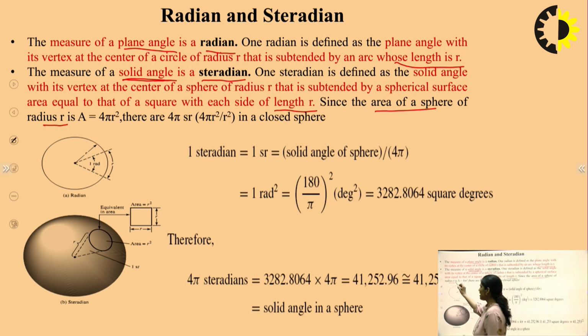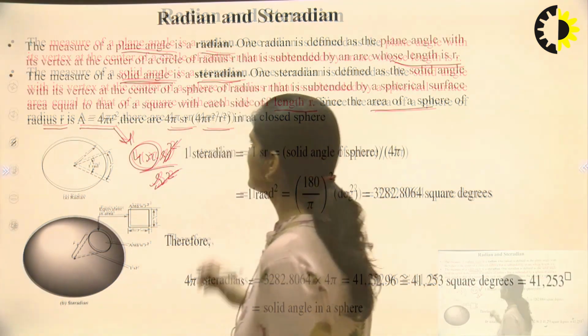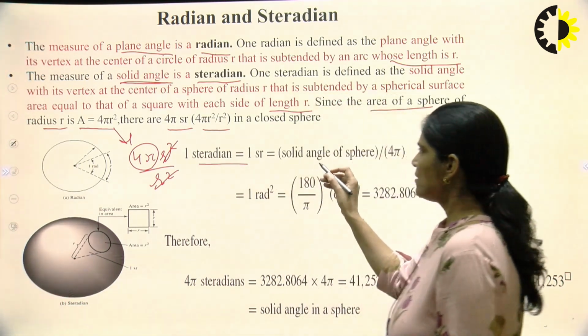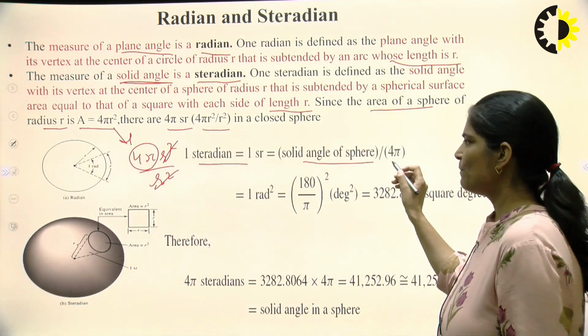If you have radius r and you want to find the area of the sphere, that is equal to 4 pi r square. Now if you want to measure it in steradian, you can write 4 pi steradian, or you can write 4 pi r square upon r square, because to change it into steradian, you have to divide 4 pi r square by r square. So you will get 4 pi steradian in a closed sphere. Now 1 steradian is the solid angle of the sphere divided by 4 pi.